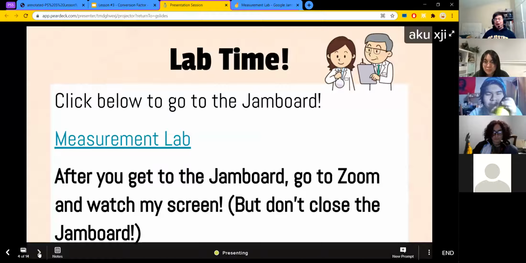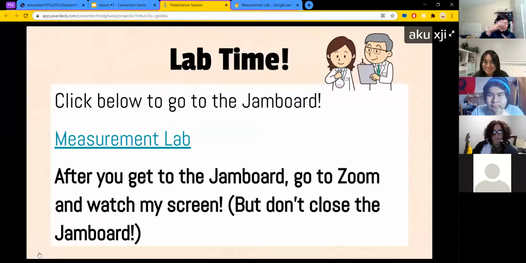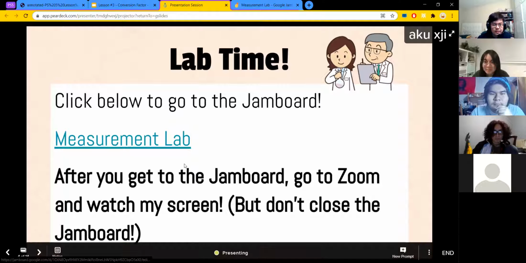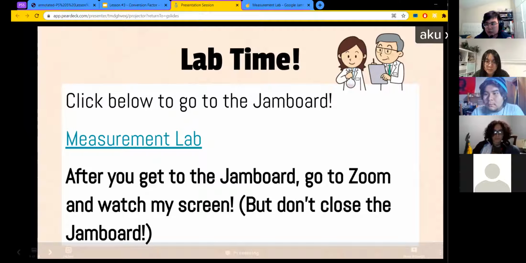All right, so now I have a fun little lab for you guys. Don't worry, you don't have to write a report or anything. It's just a small, fun little lab that you're gonna do on measurements. So if you could please click on this link that says measurement lab, and it should take you to the Jamboard. And then after you go to the Jamboard, go back to Zoom, please, and watch my screen, but don't close the Jamboard because you're gonna need that to do the lab.